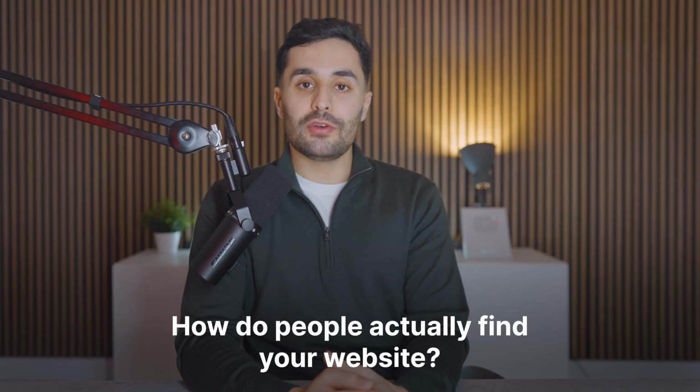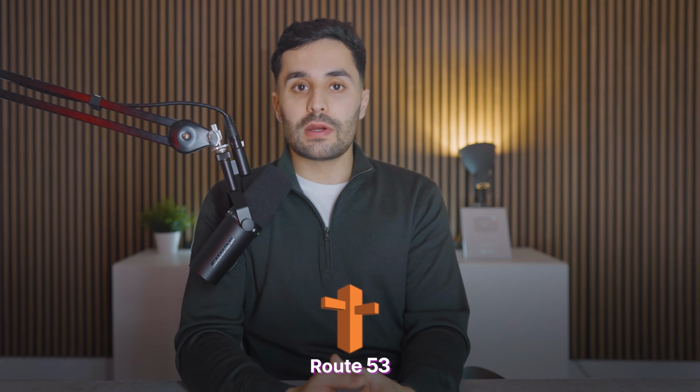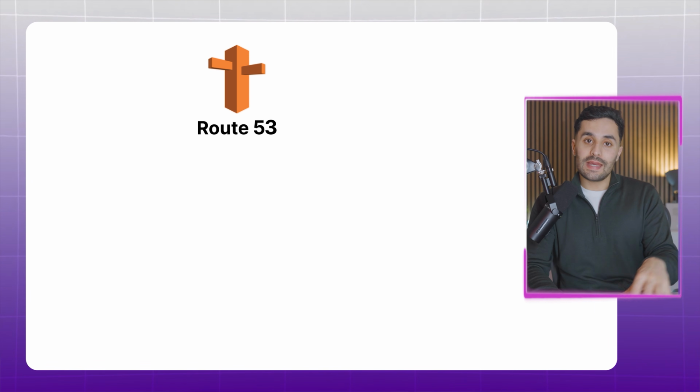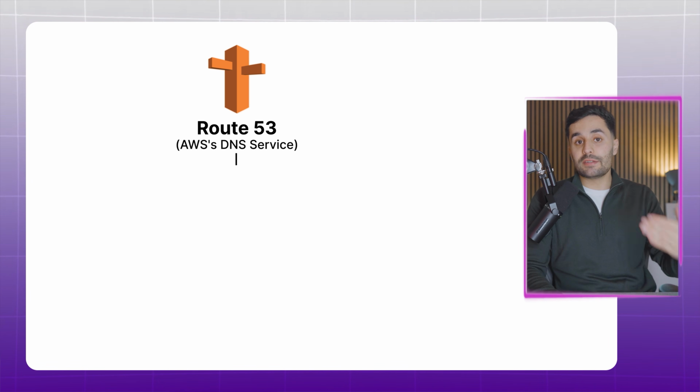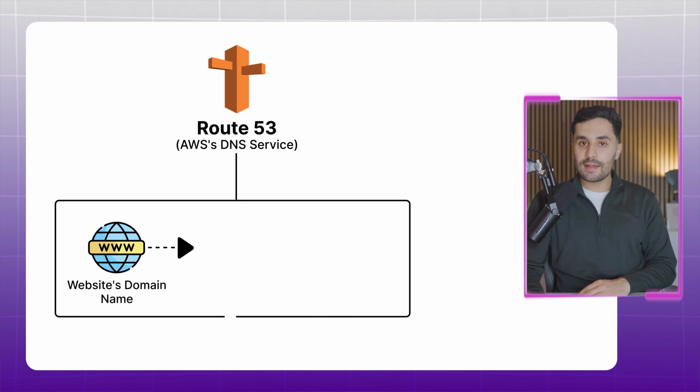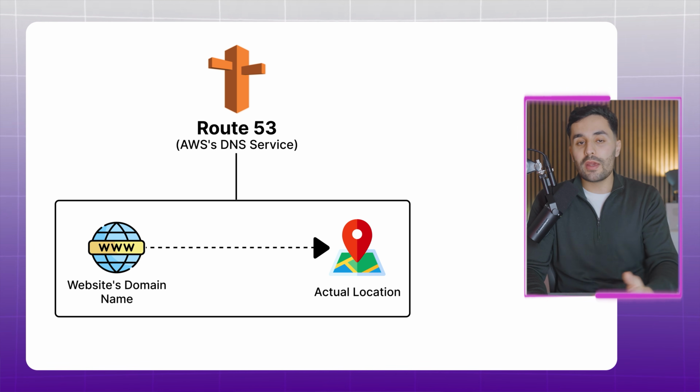Now, getting your content stored and secured is great, but how do people actually find your website? That's where Route 53 comes in, which we mentioned earlier, but it's good to recap so you understand how it all fits in. Route 53 is AWS's DNS service, and its job is to convert your website domain name into the actual location where your content lives.